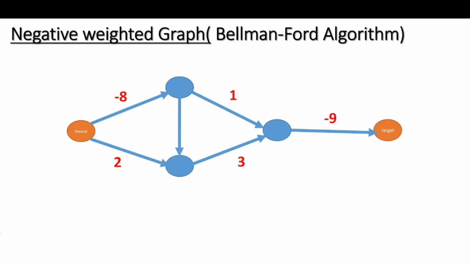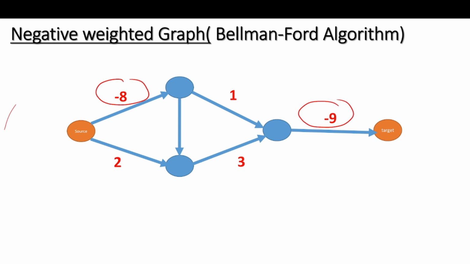Okay, so -8 is given and -9 is given as a negative weight, right? So what is the significance of this negative weight in the graph? Negative weight can represent scenarios such as a discount, a penalty, or a reduction in the cost.